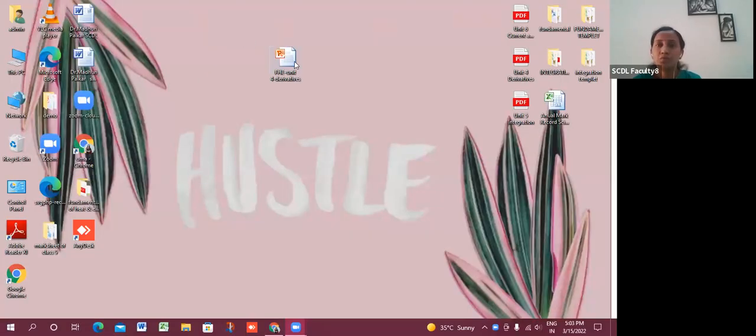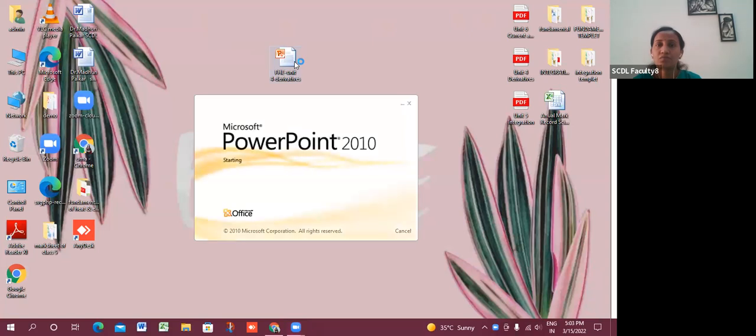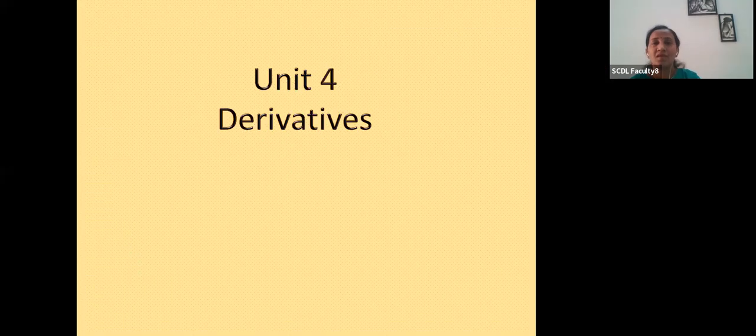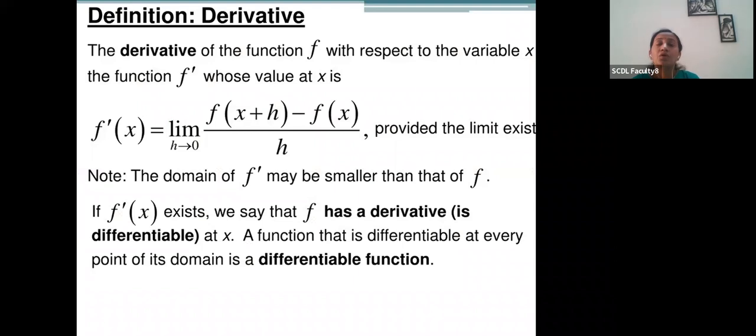Today we will start the session with unit number 4, derivatives. From the point of view of maths, derivatives and integration are the most important chapters, which we use everywhere. Now, when the word derivatives comes, we probably use dy by dx.